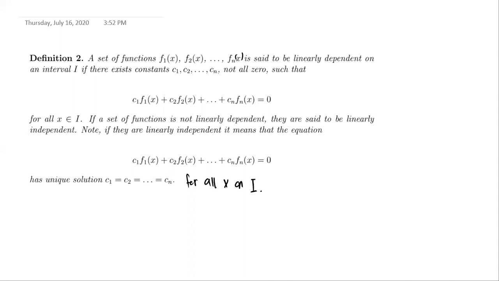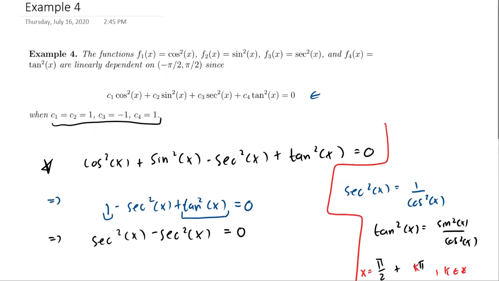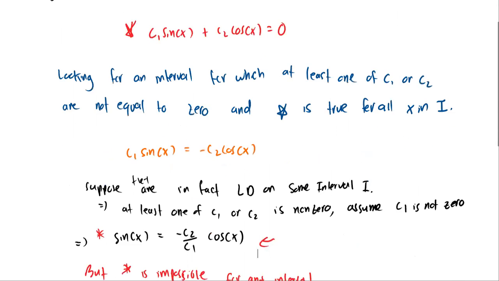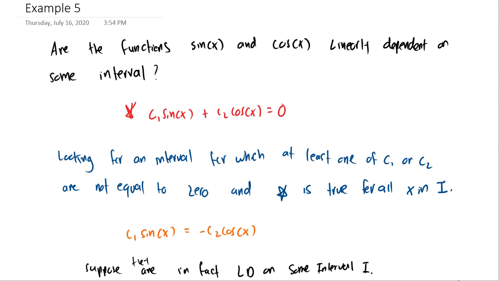Hello, class. So in this video, again, we're still on section 3.2/4.1. In the previous video, we talked about linear dependence and linear independence, and we went over two examples of how to show whether functions were linearly dependent. In this case, we did show that these functions were linearly dependent on the interval -pi/2 to pi/2. In this example, we showed that the functions sine x and cosine x are not linearly dependent on any interval, which means that they're linearly independent.